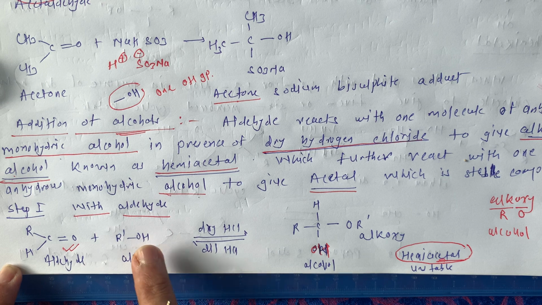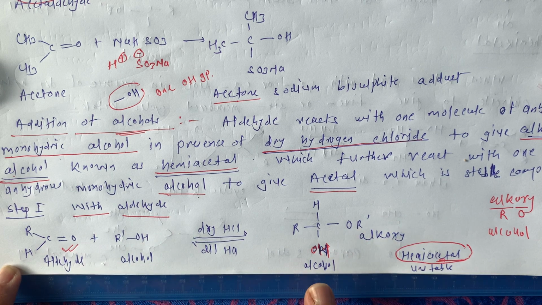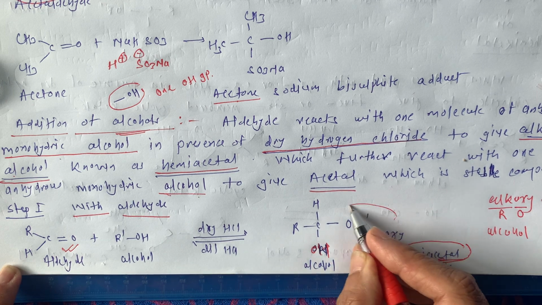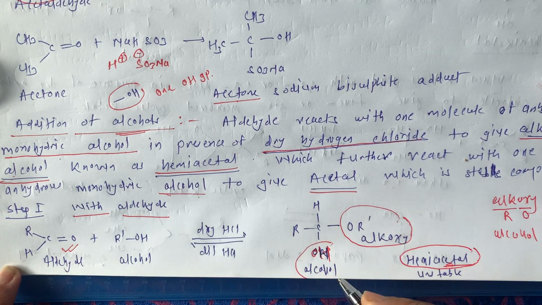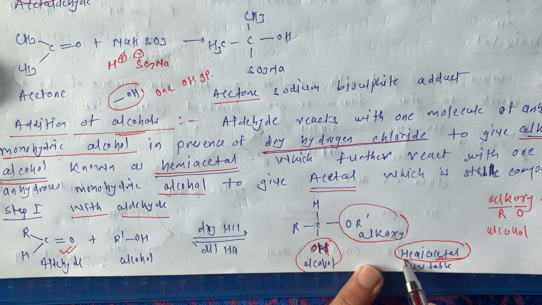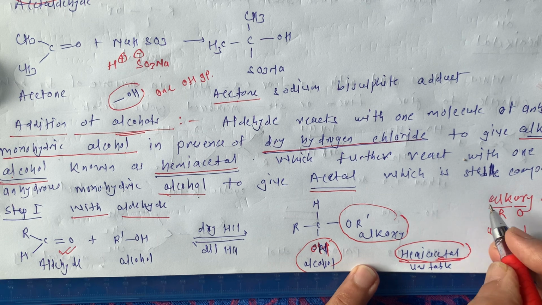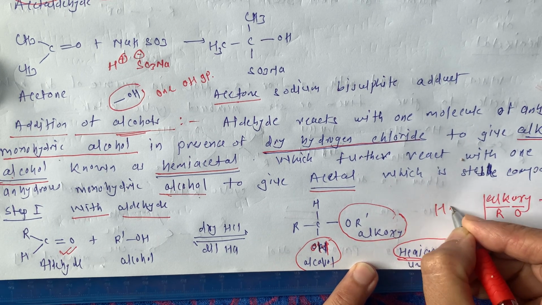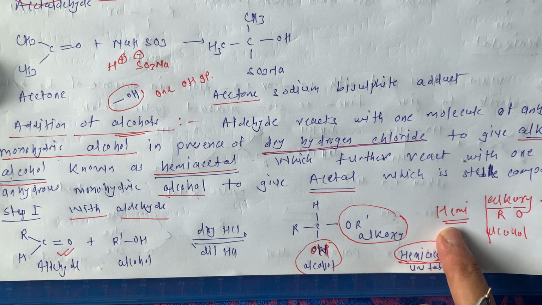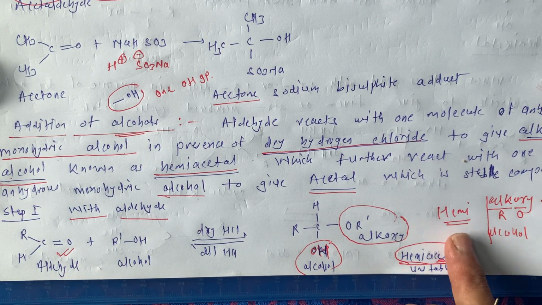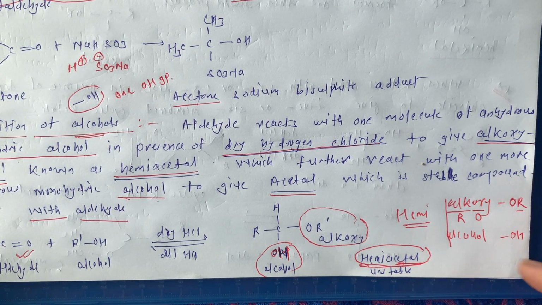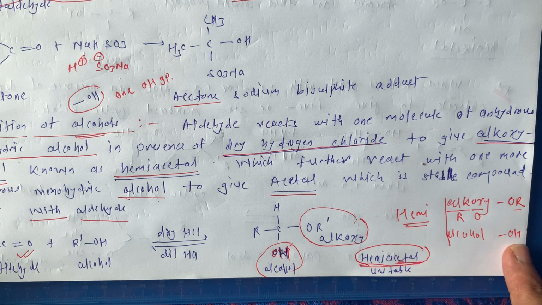Aldehyde plus alcohol, we get alkoxy alcohol. This is our alkoxy group, while this is our alcohol group. And when it is with aldehyde, this is known as hemiacetal. Means when there is alkoxy and alcohol, we have to write hemi. This is the prefix for alkoxy and alcohol. We should mention it with hemi. These are the two functional groups, dash OR and dash OH.